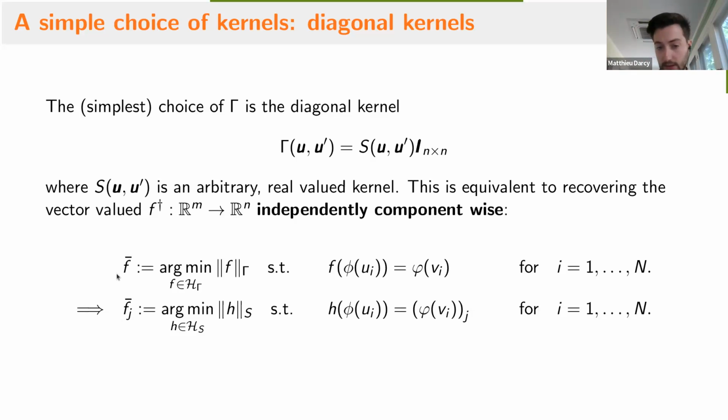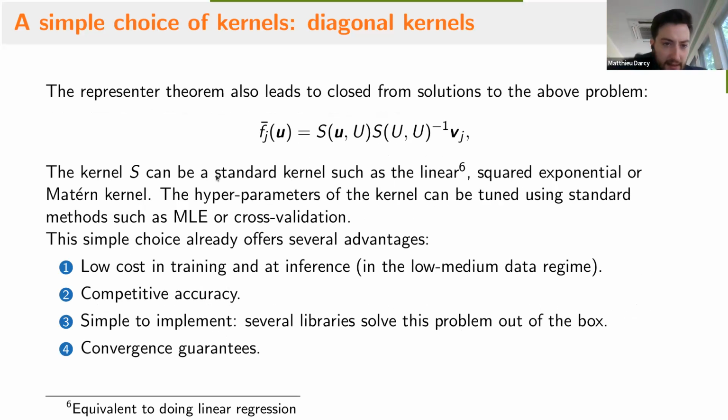Again, this is in the framework of optimal recovery. For each component j, it amounts to looking at all the candidate functions that agree with the data and selecting the one with minimal norm. You can do this independently for every component. And again, this has a closed form solution, where component-wise it is given by this kernel interpolation formula.